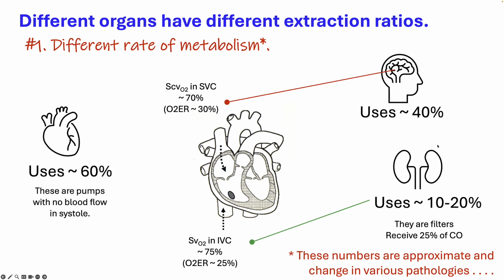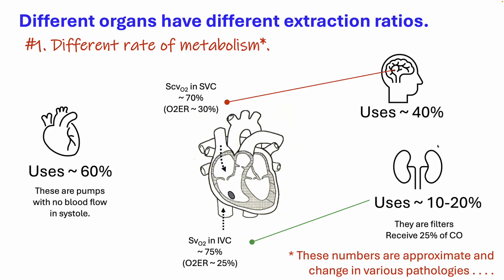When you measure the oxygen saturation in the superior vena cava, it comes to be around 70%, because the average of your brain and upper extremity comes down to around 30% extraction ratio, while the oxygen saturation in the inferior vena cava is slightly higher, to the order of 75%, because this is an average of total requirement in the lower part of the body.